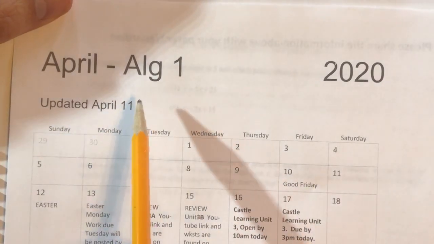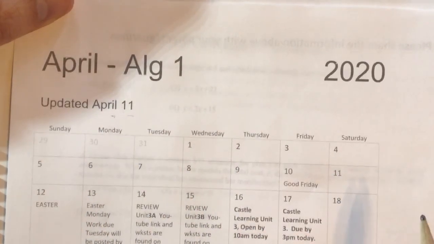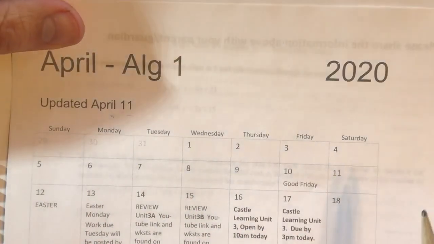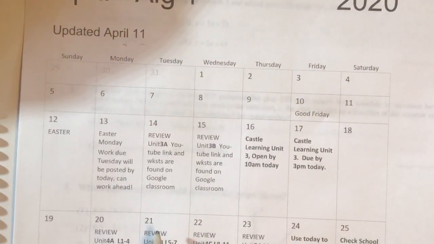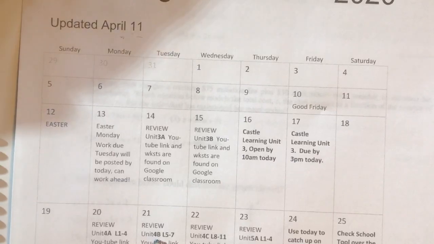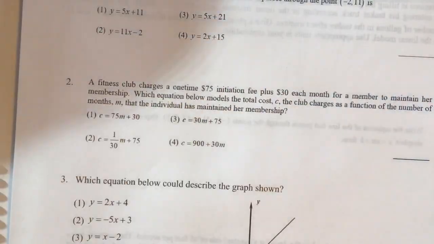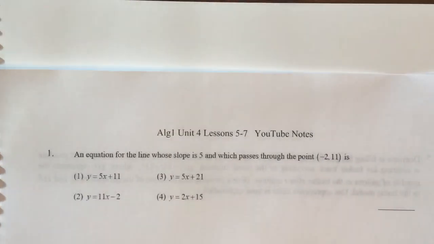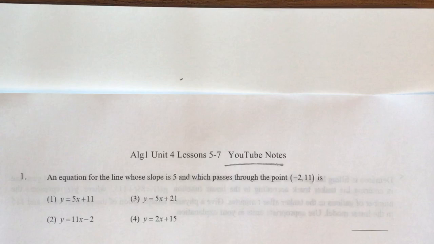You should have the calendar, April 11th update. I think you're going to get a new calendar soon because we're out even longer. Today should be the 21st. We're doing Unit 4B, which is lessons 5, 6, and 7. Unit 4 was linear, so we've got all kinds of linear stuff here. So we're doing the YouTube notes now.